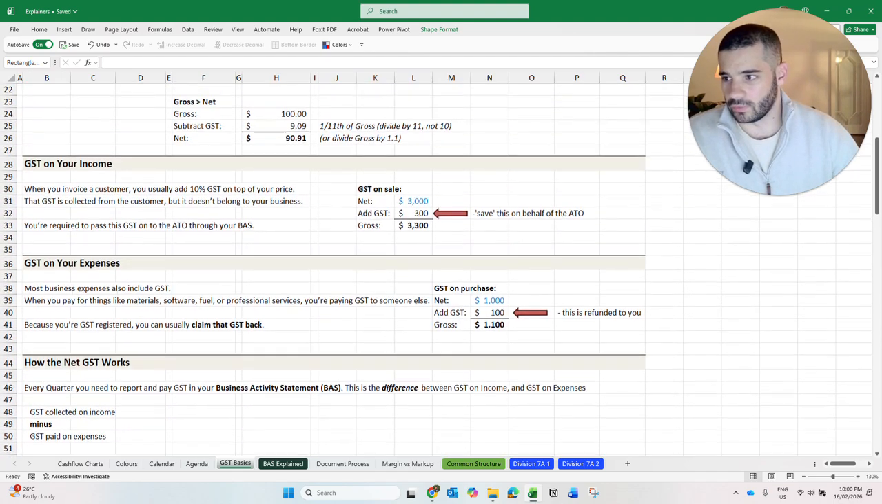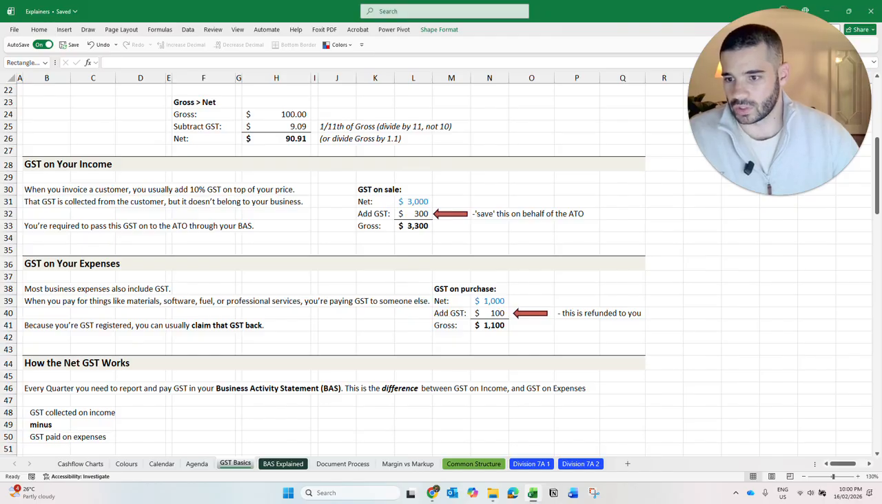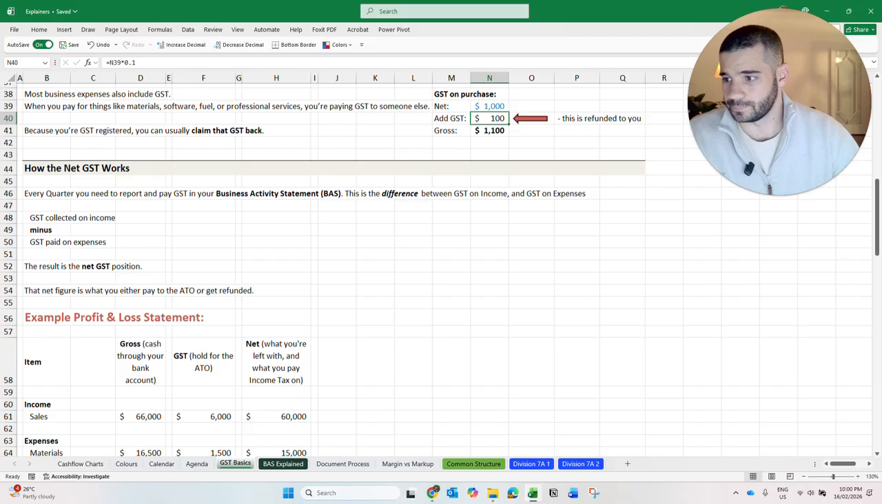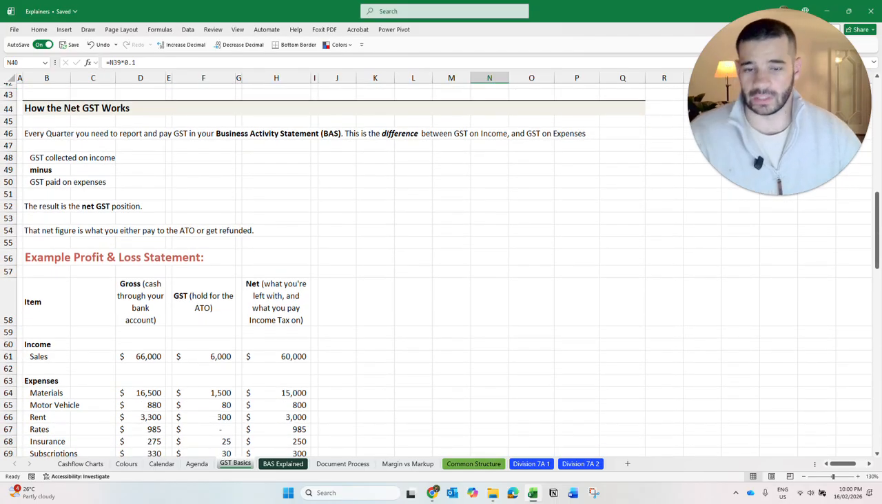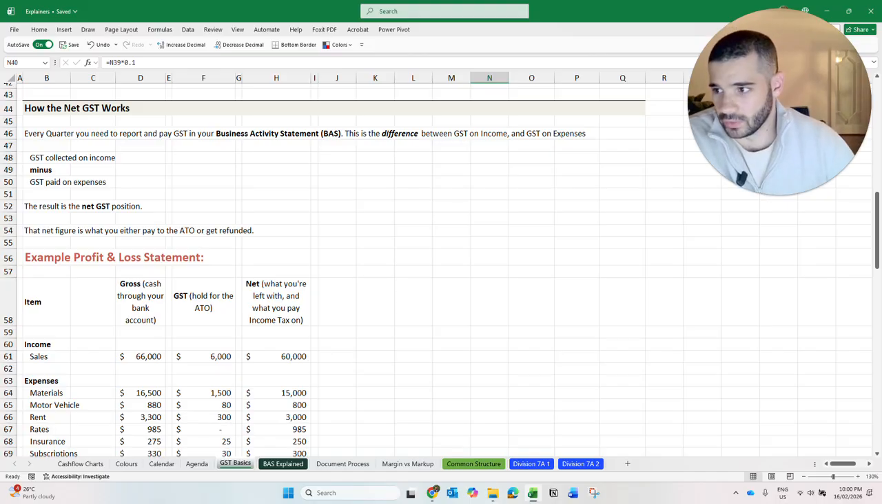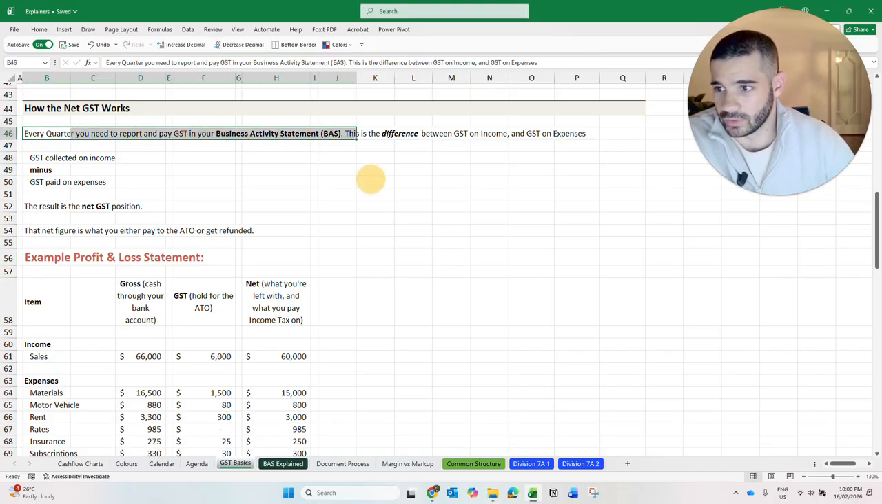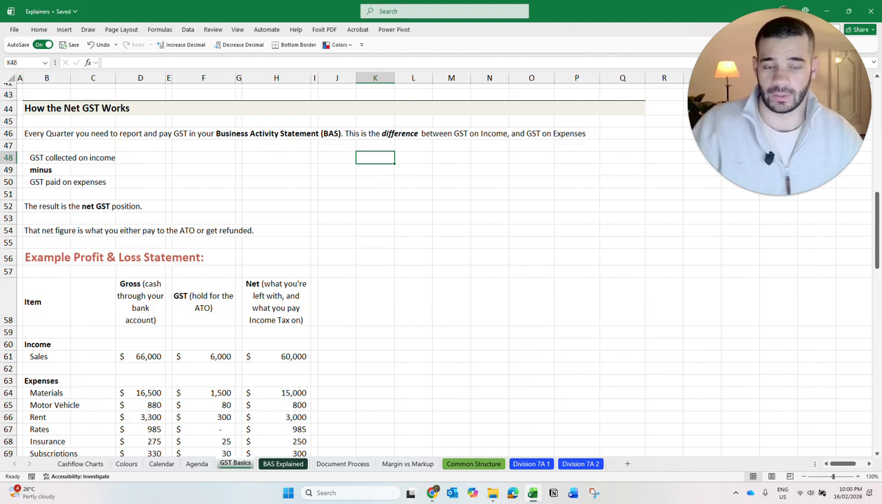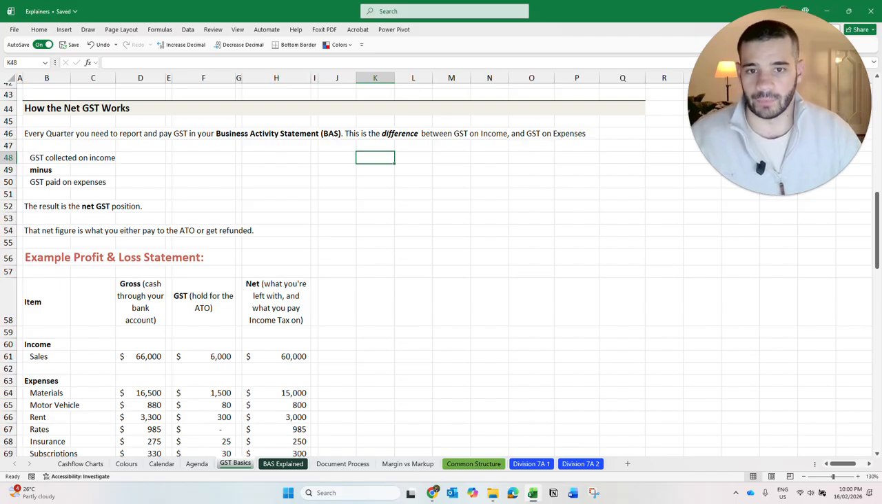So if we continue on this train of thought, we are charging GST on our income, and we're going to save this and pay it to the tax office. We are paying GST on our expenses, and we're going to get that back when we lodge our BAS. And so really, we're talking about our net GST. So every quarter when you report and pay your GST in your BAS, your business activity statement, it is the difference between the GST on your income and your GST on expenses. That's what we're paying in our BAS. Now the BAS has some other components, which we're going to go through in the next video, but that is the key component of your BAS.